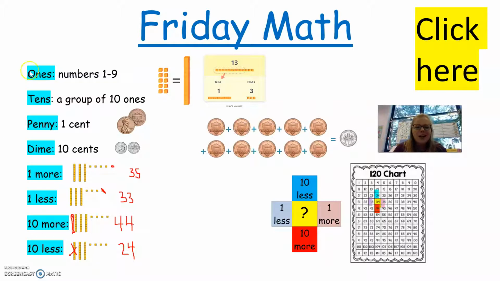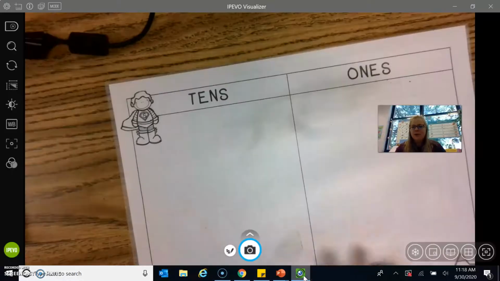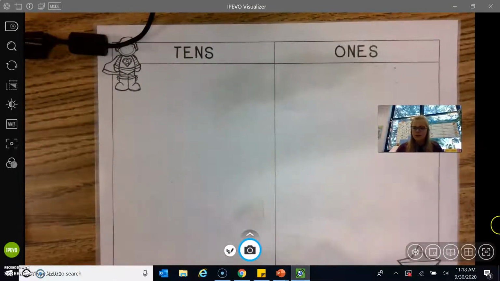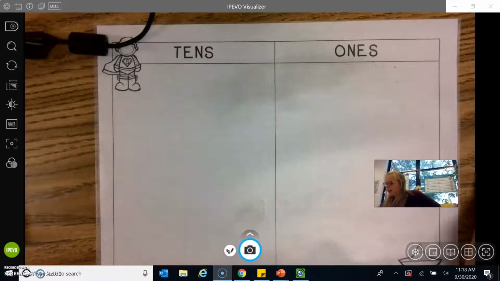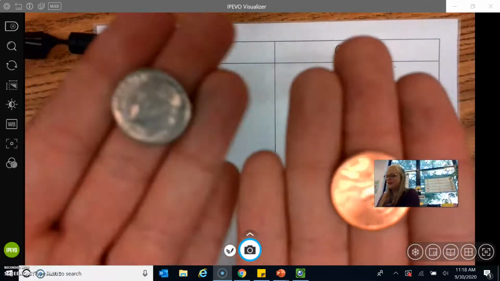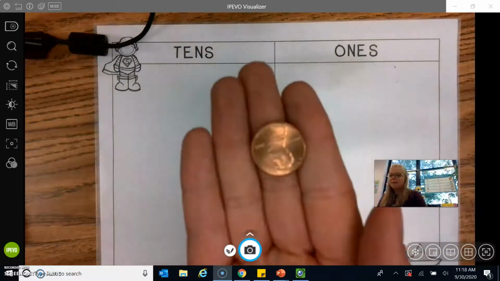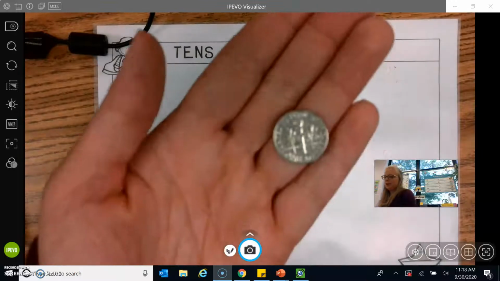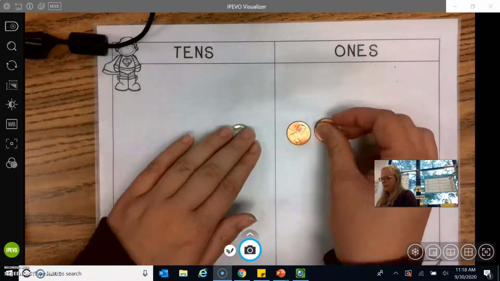Alright, and I'm gonna show you this real quick, because it's important that we really know dimes and pennies. So before we get started with our math work for today, I wanted to go over dimes and pennies one more time. Okay? So when I have a penny, it looks like this. Remember, pennies are just a little bit bigger than dimes. A penny is worth 1. A dime is worth 10. Okay? So I'm going to put up some dimes and some pennies here.